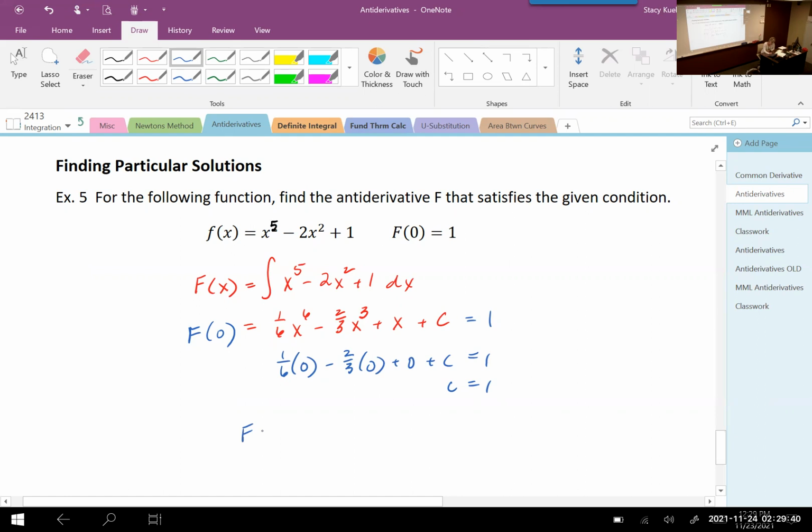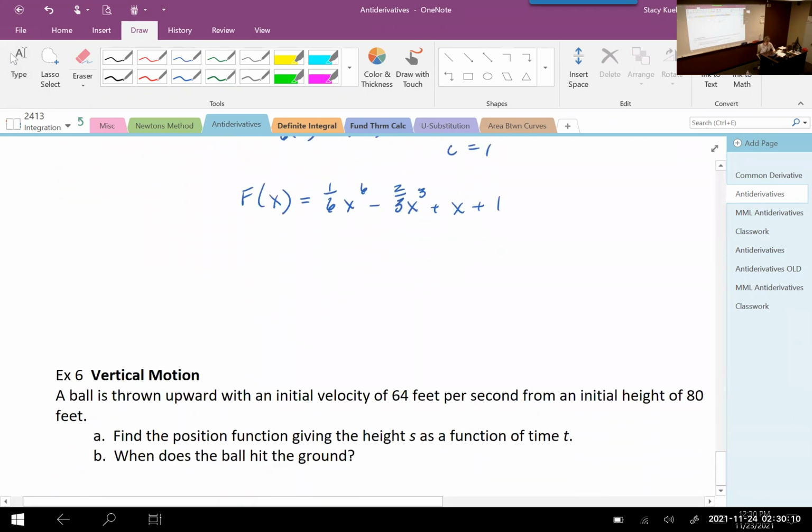So the function specifically for these conditions that we found is 1/6 x to the 6th minus 2/3 x cubed plus x plus 1. Remember how we said when we take the derivative, that constant goes away? Well, in this particular case, we want to put it back in for a particular function. All right, last problem.